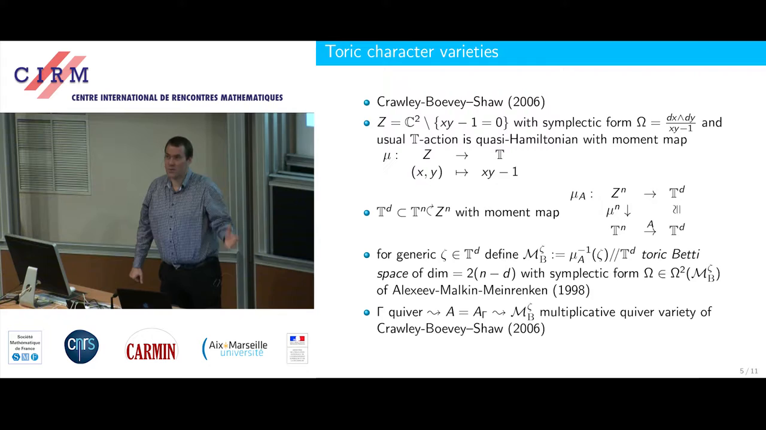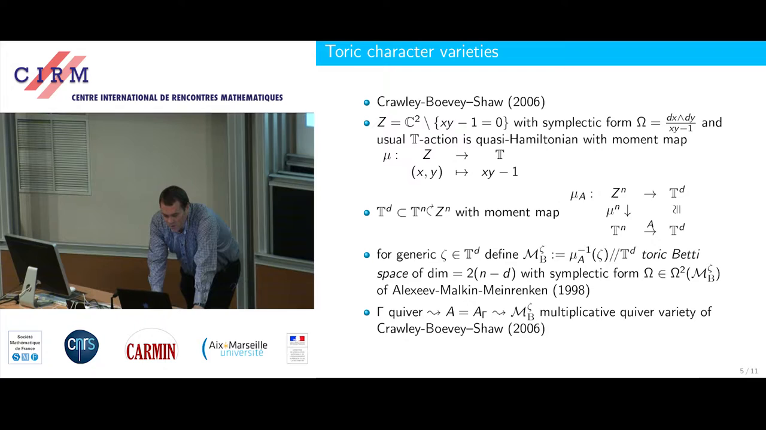So in practice, it's a very simple surface. From C2, we leave out this quadric xy minus 1 equals 0. We will look at some geometric pictures of this Z later. This one now has a modified symplectic form, a nice form with some logarithmic term added. And it has the usual T action, in the sense that it acts with weight 1 on x and weight minus 1 on y. It will leave this symplectic form invariant.